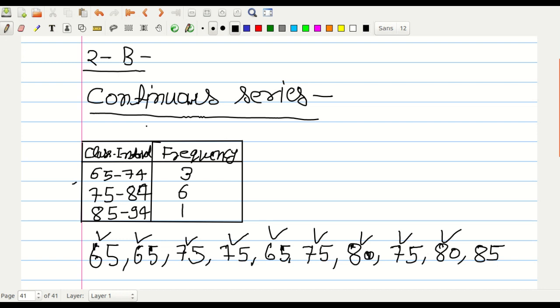So you have learnt about ungrouped data and group data. In group data there are 2 types, discrete series and continuous series. So I hope you have understood about ungrouped data and group data.